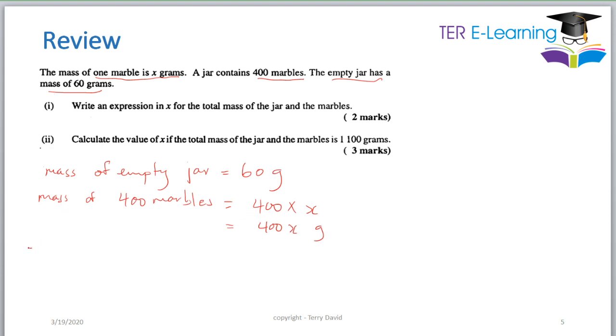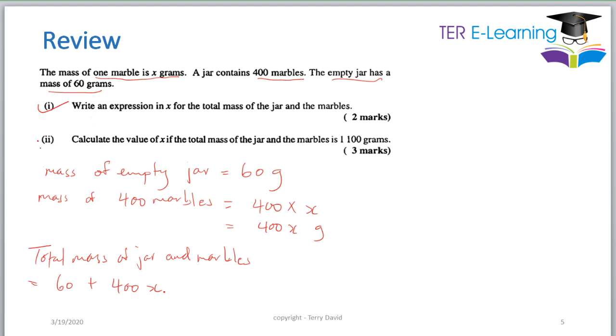So the total mass, they ask us for the total mass of the jar and marbles, is equal to 60 plus 400x. It's an expression they're looking for. So the expression is 60 plus 400x. So that's the answer for this part: write an expression in x for the total mass of the jar and the marbles.